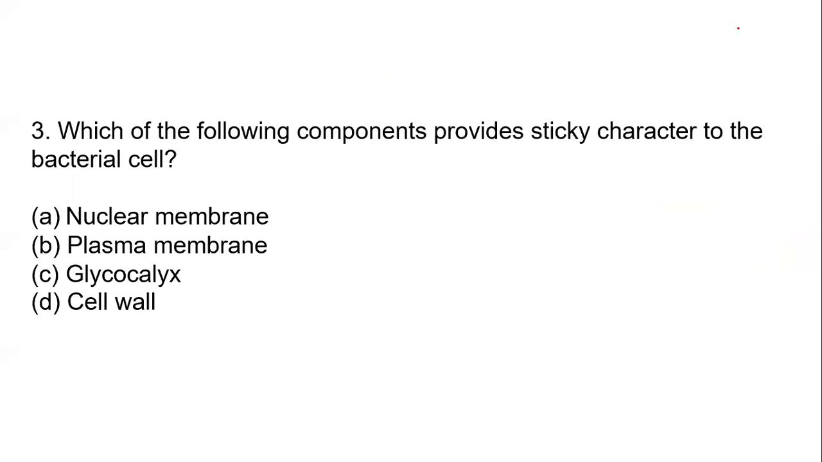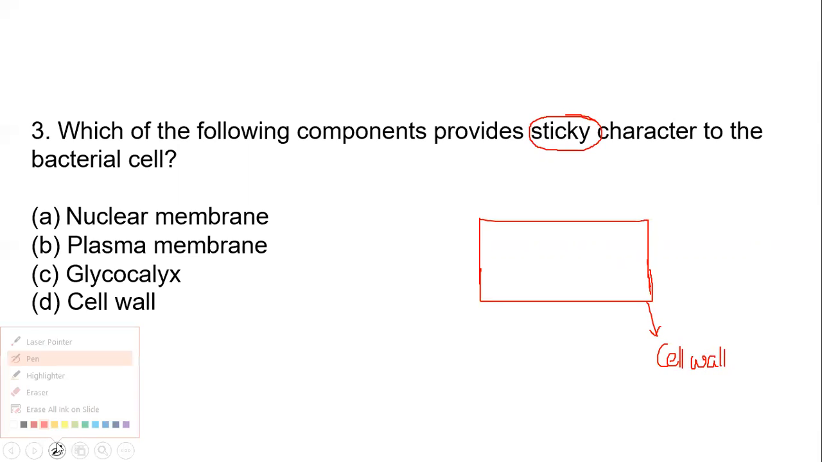Moving on to question number 3. Very easy question from biological classification, which can come as a part of the chapter cell also. Which of the following components provide a sticky character to the bacterial cell? Sticky character to a bacterial cell. You know that a bacterial cell. Just imagine this is a bacterial cell. And just imagine this is going to be the cell wall.